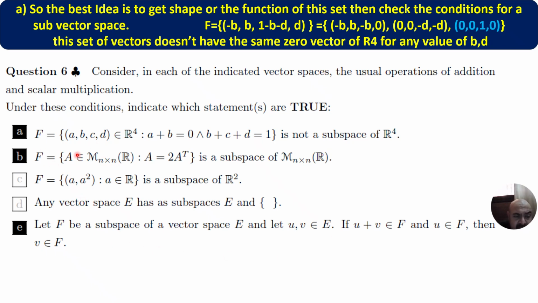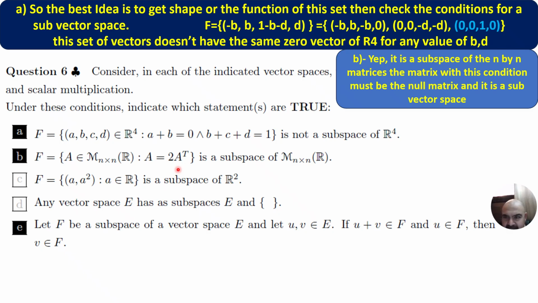F is related to a set of n by n matrices, specifically the n by n matrices where the matrix by itself is equal to twice the transpose. And this will never happen unless you are dealing with a zero matrix. Yes, it is a subspace of the n by n matrices. The matrix with this condition must be the null matrix, and it is a subvector space by itself of the vector space of n by n matrices, so it is correct.